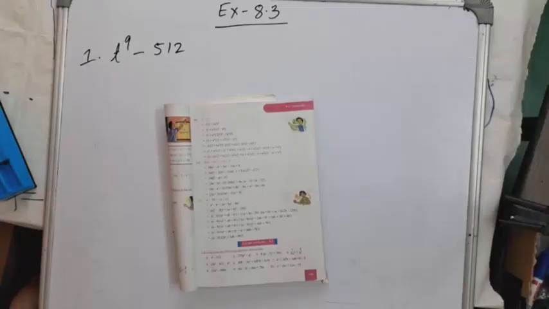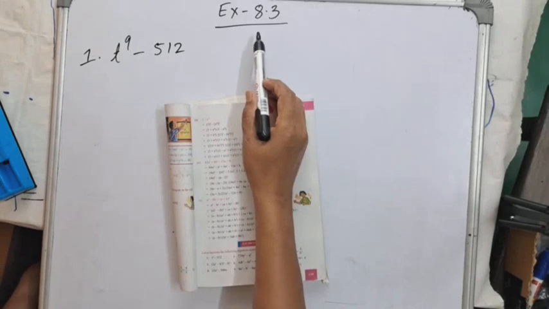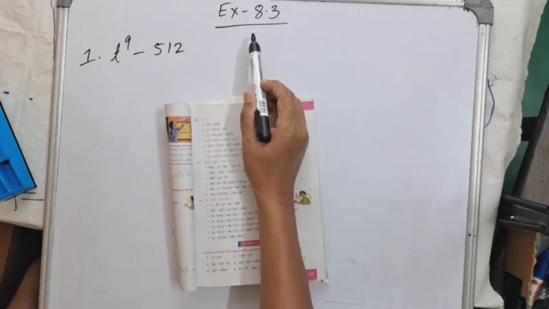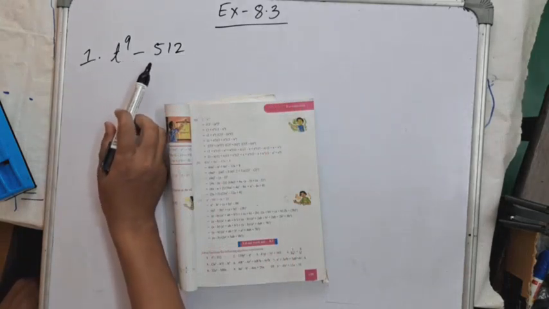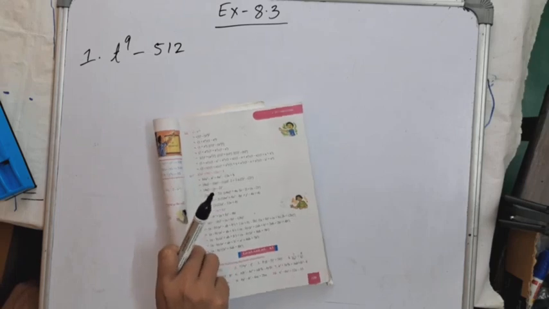Hello students, today we are going to start exercise 8.3 factorization from the class 9 book of the West Bengal Board of Secondary Education. This is question number 1, t to the power 9 minus 512. So we are asked to factorize this.